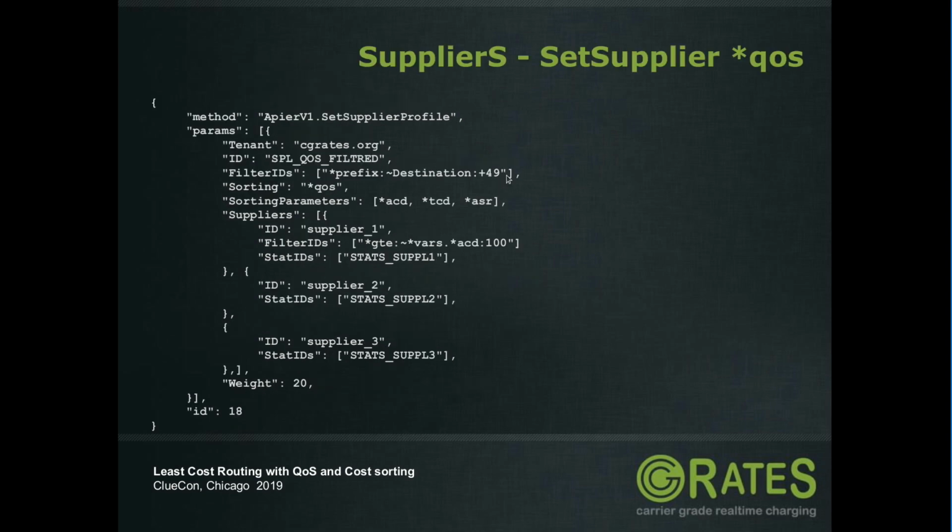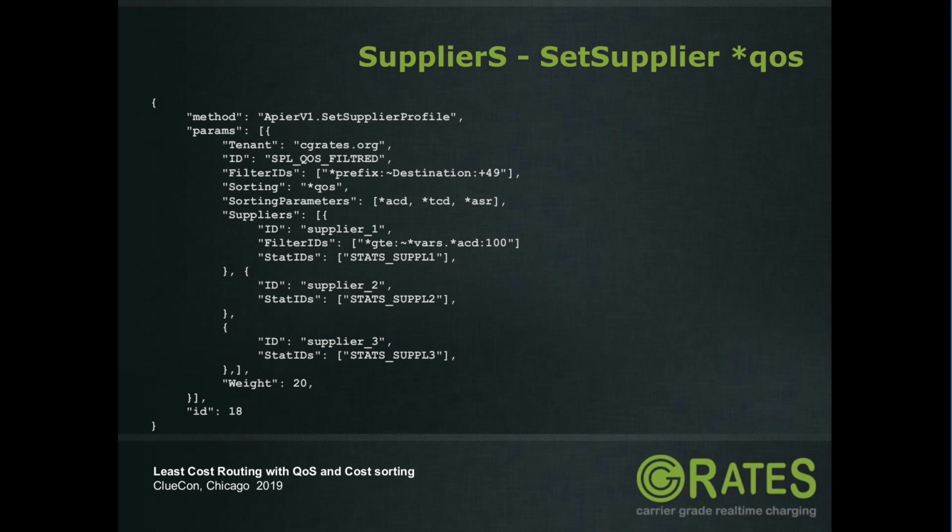This is a sample for quality-based. You see here sorting parameters as ACD first, TCD and ASR. So before everything, ACD is the most important thing to do when we are ordering the suppliers. And additional filter, you can see inside the suppliers, you can add additional filter. And this can go up to artificial intelligence now, because we will be able to add more algorithms there.